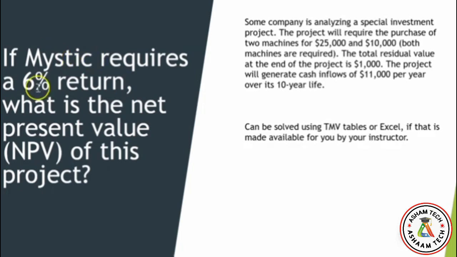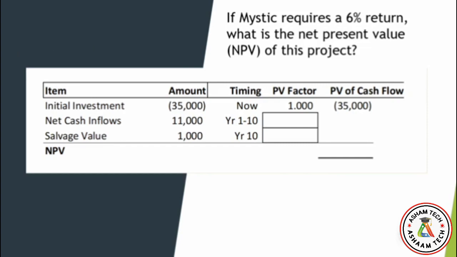Okay, and this company has a 6% return. So if they require a 6% return, what's the present value of the project? I'm going to set this up in a table format, and this is exactly how I would recommend that you do it. We have an initial investment, we have cash inflows, we have a salvage value. I've written the amounts out, and the signs matter. The initial investment is an outflow. It's minus 35,000. That's the 25,000 plus the 10,000.